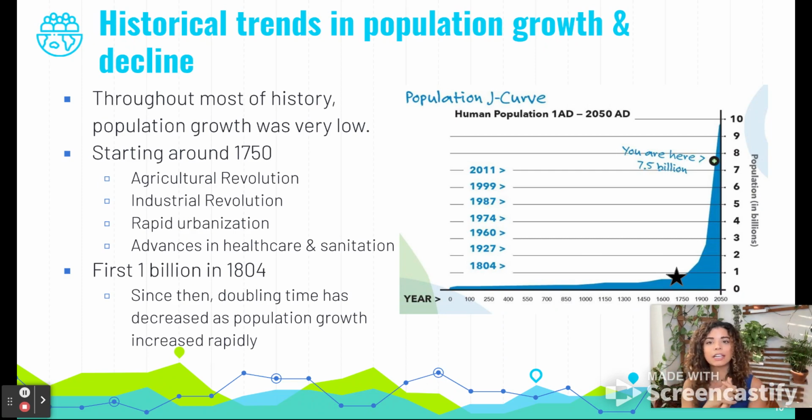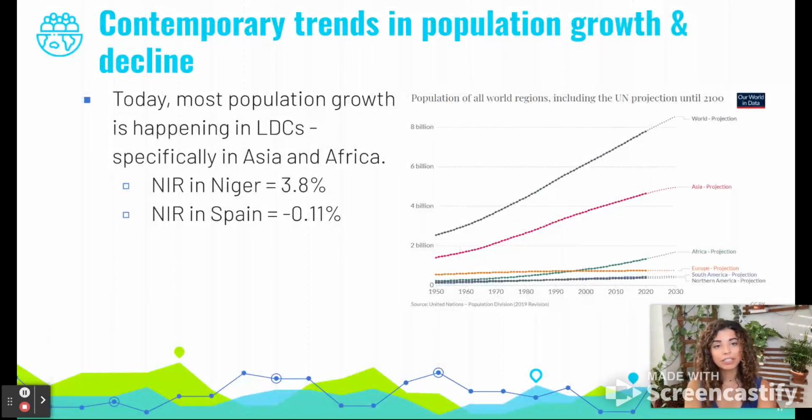The first time that we reached 1 billion population was in 1804, which is not too long ago, and now we're at 8 billion. So doubling time has only decreased, and our population has, check this out, grown so quickly. So contemporary trends in population growth and decline.